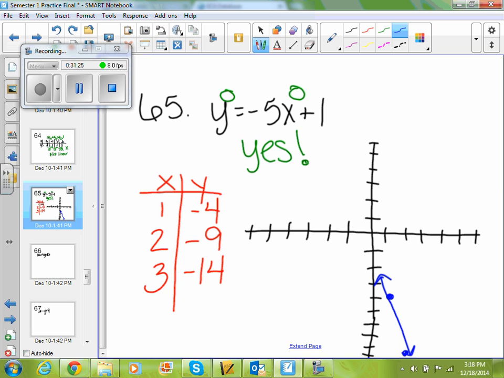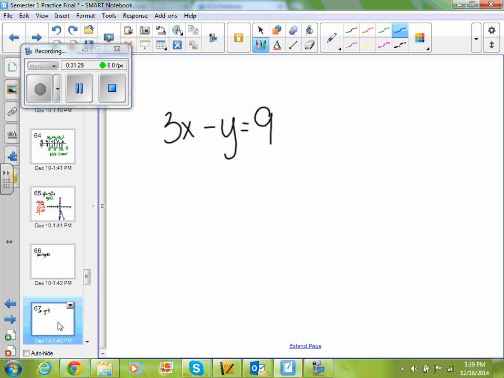We can only do 66. Do you want to do the first one or the second one? Second one, okay. 3x minus y equals 9. Find our x and y intercepts. So to find my x-intercept, what do I know about y at my x-intercept? What do I know y equals? 0, right? At your x-intercept, your y is always equal to 0.